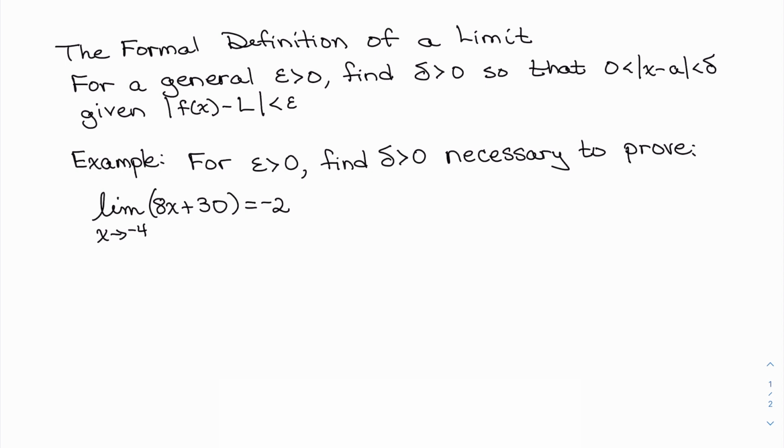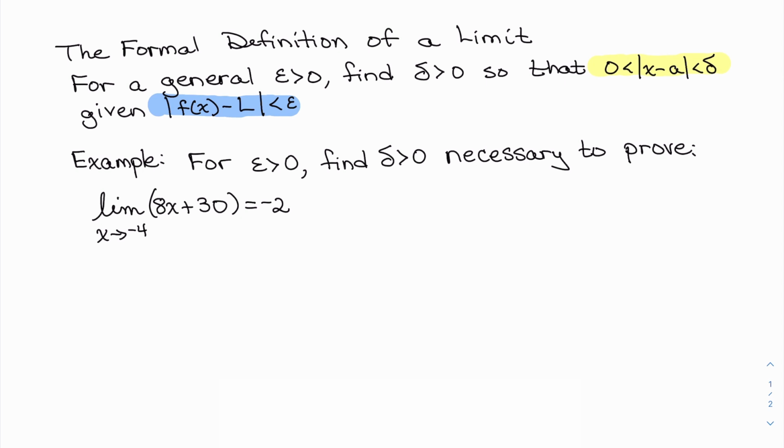So we want to make sure that we keep track of this absolute value of f of x minus L is less than epsilon, and this idea of 0 is less than the absolute value of x minus a is less than delta. Now I want to just make a comment with the yellow highlighted part that the 0 is less than part actually tells us that x cannot equal a for that part of the inequality.